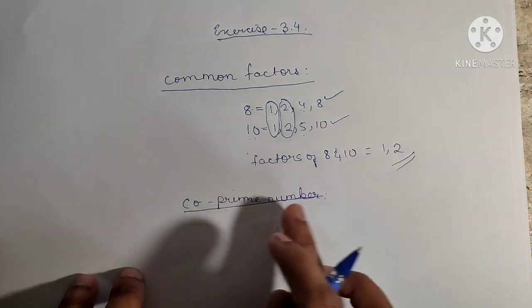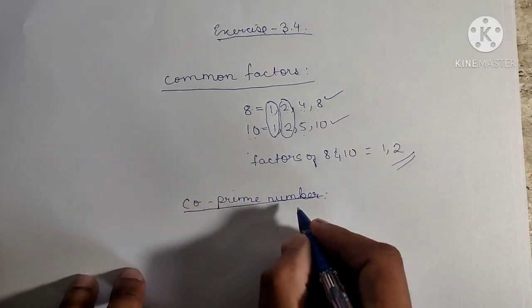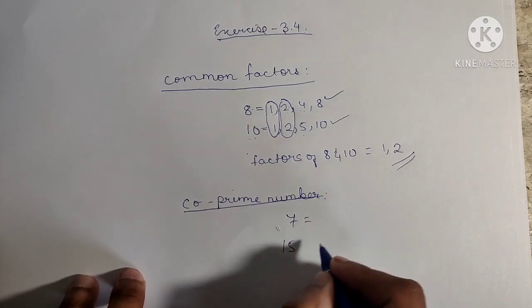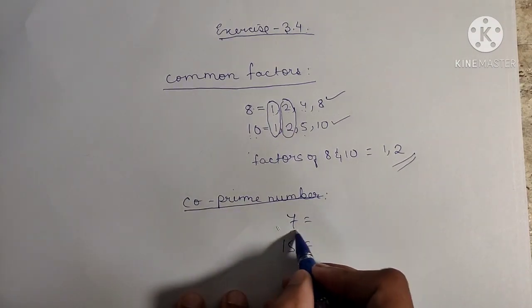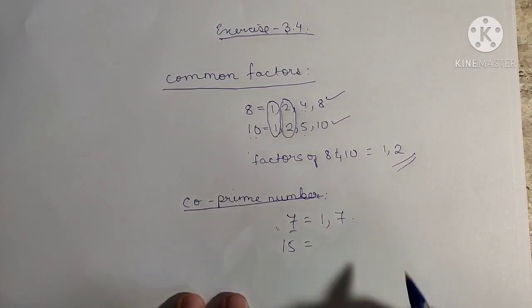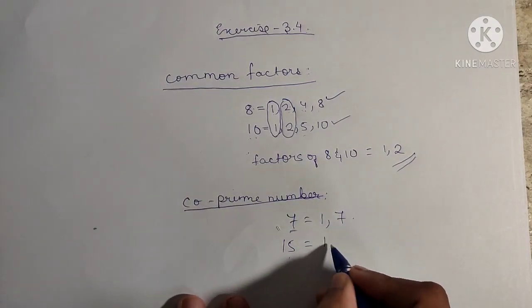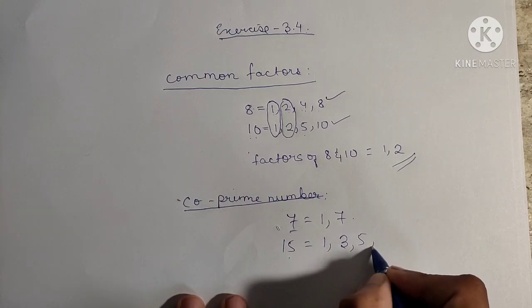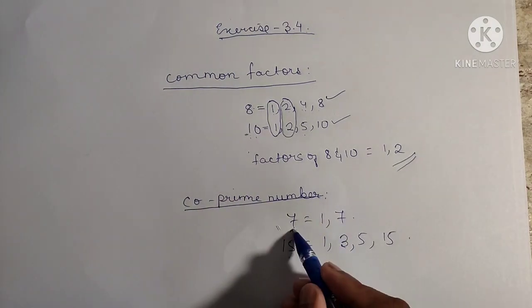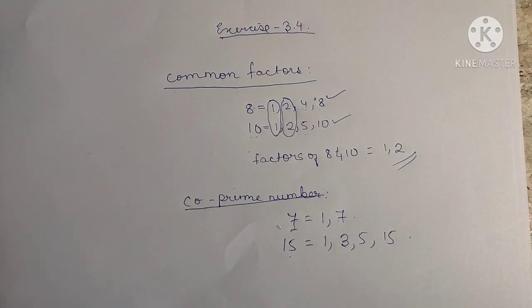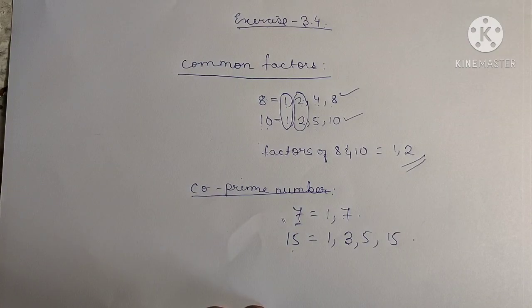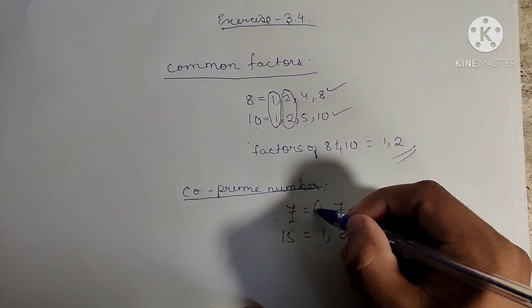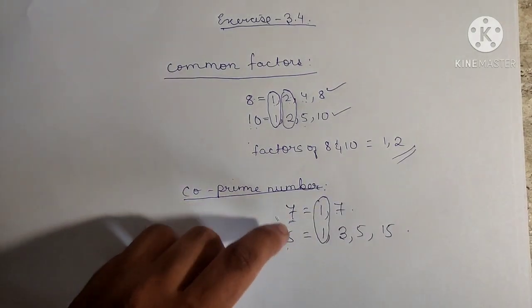So see, if we take an example, let's take 7 and 15. These two numbers, and see whether they are co-prime numbers or not. So 7, what are the factors of 7? In the last videos, if you have watched, you will see that this is a prime number. So 1 and the number itself will be its factors. 15: 1, 3, 5 and 15. These are the factors of 15 and the factors of 7 are 1 and 7. If you are told to see the common factors, what will be the common factor between 7 and 15? Only 1 will be the common factor between 7 and 15.